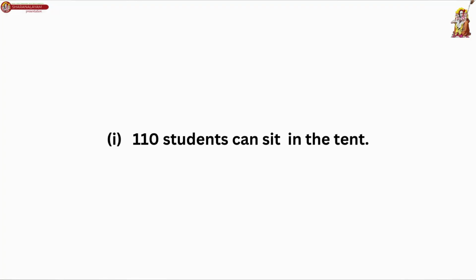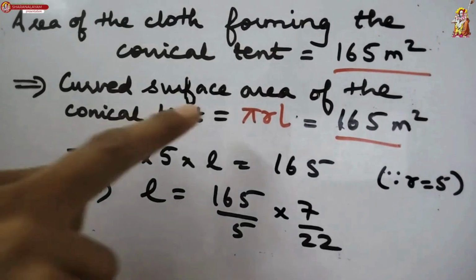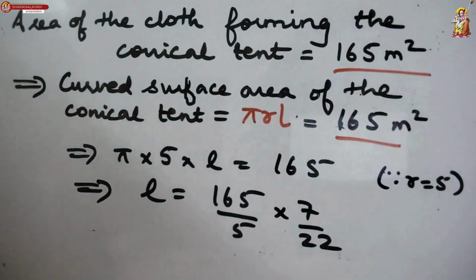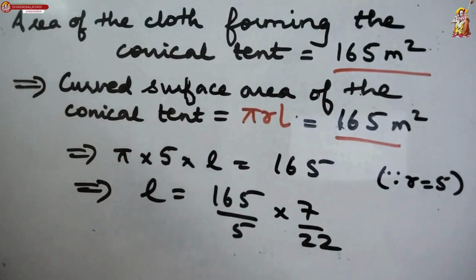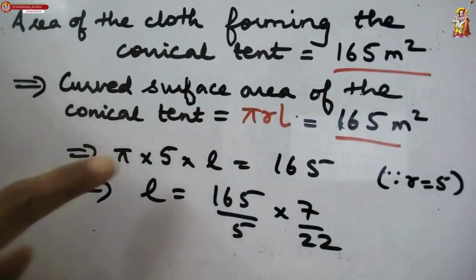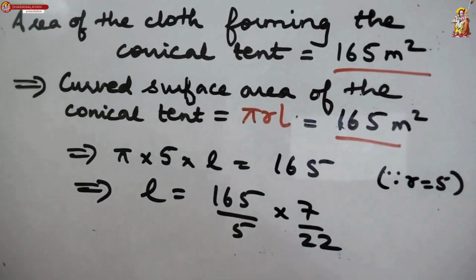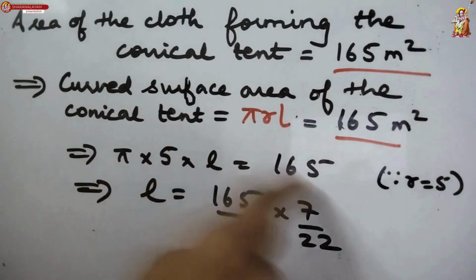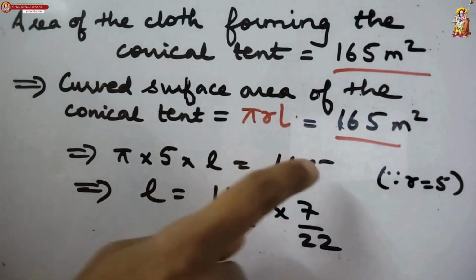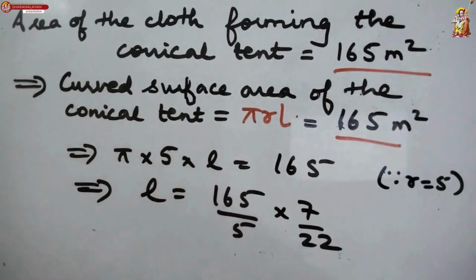Let's go to the second part of the question. Now the area of the cloth forming the conical tent is 165 meters square. That implies that the curved surface area of the conical tent, that is pi RL, will be equal to 165 meters square. So we have the radius of the tent equals 5 meters. So substituting that value, we have pi into 5 into L equals 165. So L will be equal to 165/5 divided by pi, that is into 7/22.